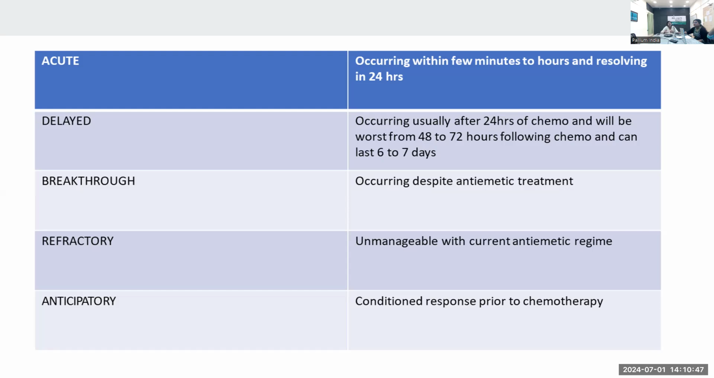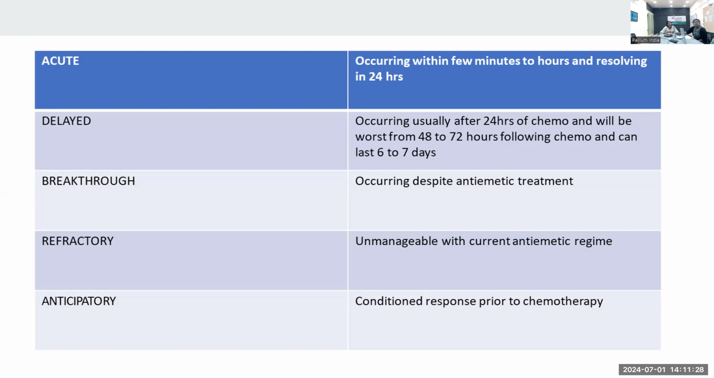Now, the second type is the delayed, which we see very commonly in the radiotherapy department, which usually occurs after 24 hours of chemo, and it will be worse from 48 to 72 hours following chemo. It can last up to 6 to 7 days. You have seen in the radiotherapy department, usually patients are prescribed antiemetics for the next 3 days, and this is the reason they get delayed type of vomiting. Maybe the first day they will not have any problem, but on the following days they will. So following radiotherapy or chemo, patients can get vomiting, so they are always prophylactically given antiemetics.